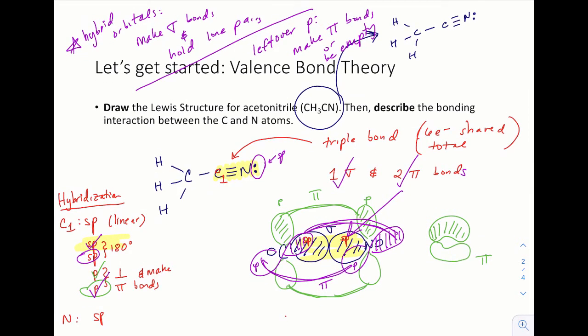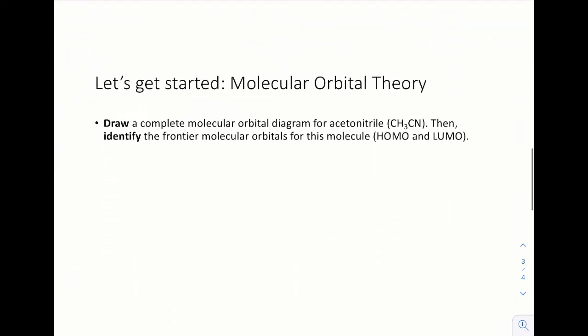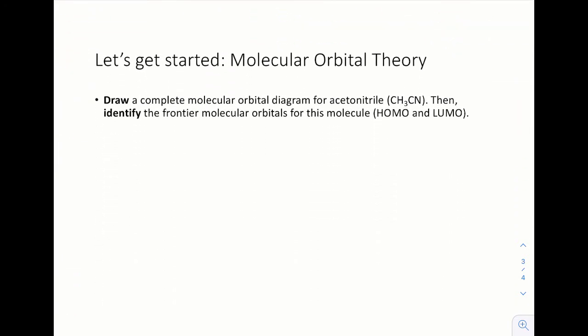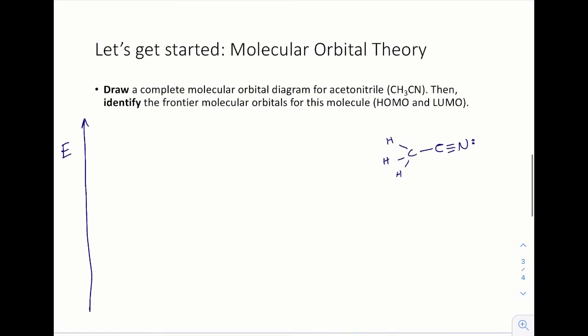Now that we've reviewed valence bond theory, let's review some molecular orbital theory. Pause and start by drawing a complete molecular orbital diagram for acetonitrile. Then identify the frontier molecular orbitals for this molecule. Just do the best that you can here. By molecular orbital diagram, I mean an energy diagram. I would like for you to include the types of orbitals and their relative energies and how many electrons are in each orbital. So type of orbital, so its name like sigma CN, relative energies, and the electrons. So which orbitals are they in?